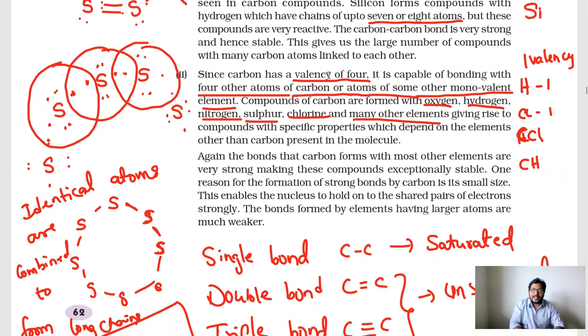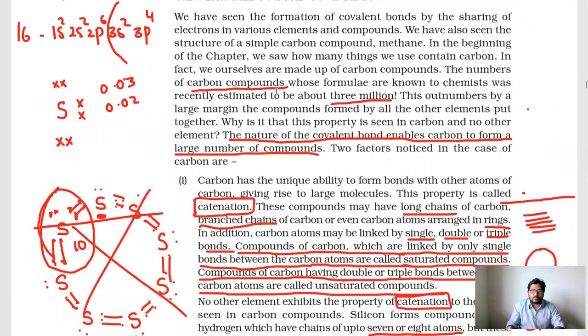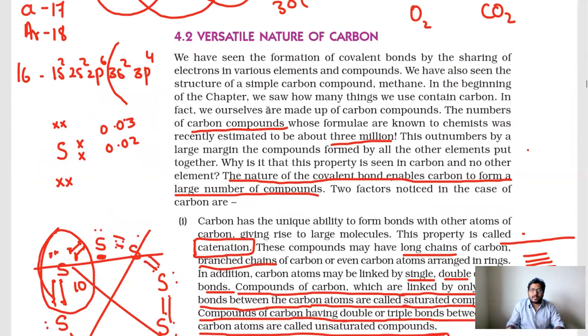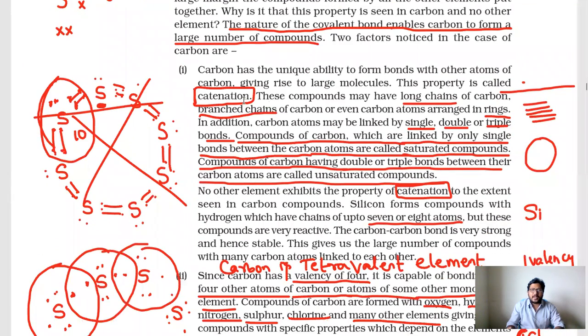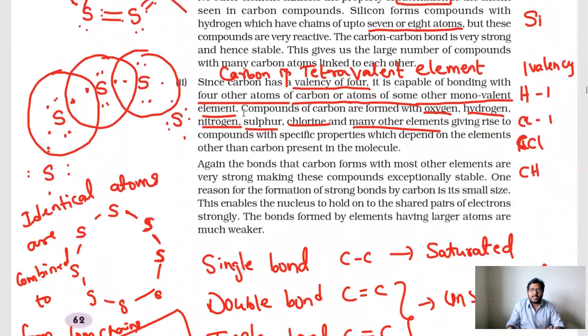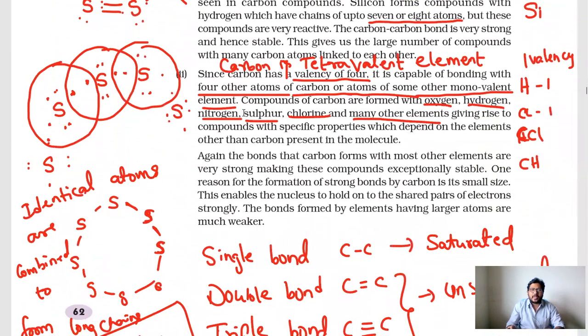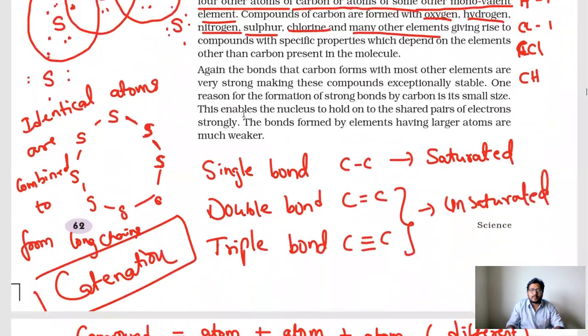So valency 4 is also known as tetravalent. Carbon is a tetravalent element. Now in an examination, if they ask why carbon is versatile, you can write 2 points. Number 1, it possesses the property called catenation. Number 2, carbon can combine with many elements because carbon is a tetravalent element. Enough, you can leave it.